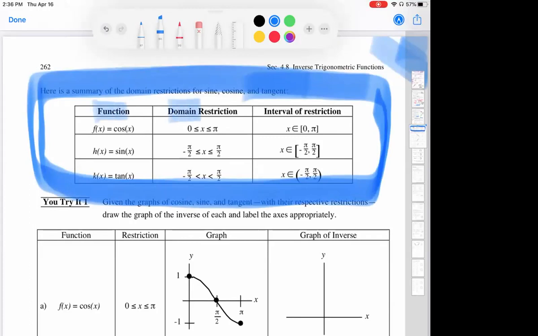We have a function, its domain restriction, and also written in interval notation. So for cosine, if I want to make it 1-to-1, then this needs to be my argument. 1-1 means 1-to-1. So if I want to make sure cosine is 1-to-1, my x's need to go from 0 to pi, also in interval notation. For sine, if I want sine to be 1-to-1, I need to go from -π/2 to π/2. And tangent, if I want to make sure it's 1-to-1, it needs to only be from -π/2 to π/2. If I go beyond that limitation, then I can't approach it as an inverse function. So this is what you want to have. Cosine is from 0 to pi, sine is from -π/2 to π/2, and tangent is from -π/2 to π/2.